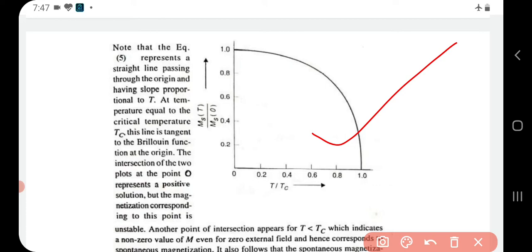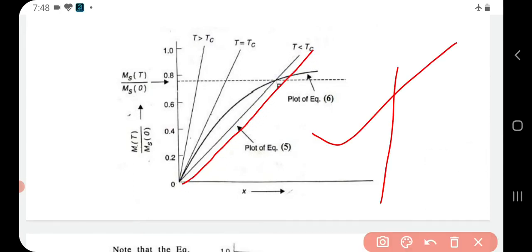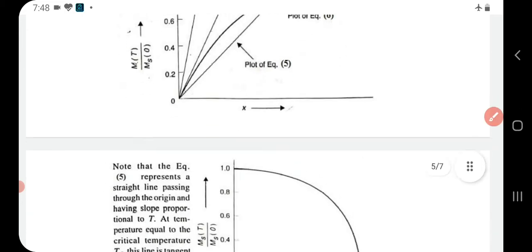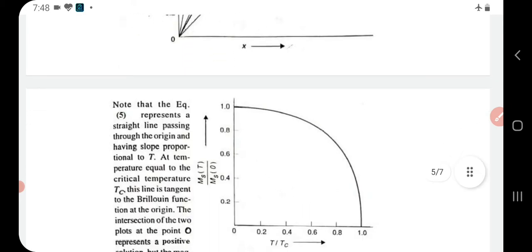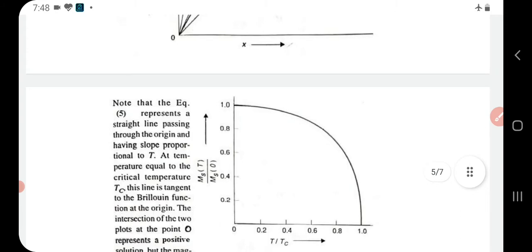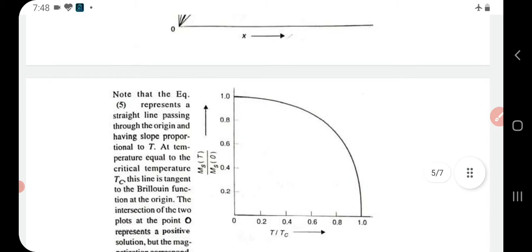Note that equation 5 represents a straight line passing through the origin and having a slope proportional to T. That is, see, equation 5 is a straight line passing through the origin, and it has a slope proportional to temperature T. Now at temperature equal to critical temperature, that is Tc, what happens to this line? This line is a tangent to the Brillouin function at the origin.